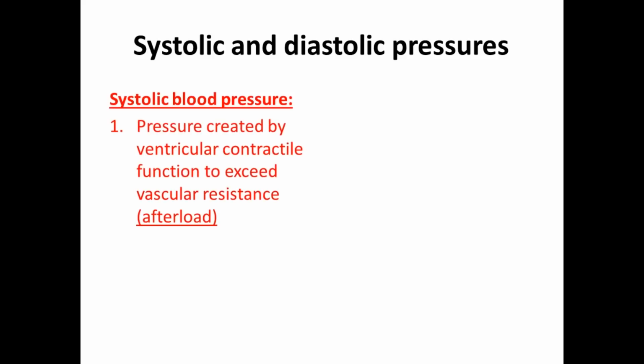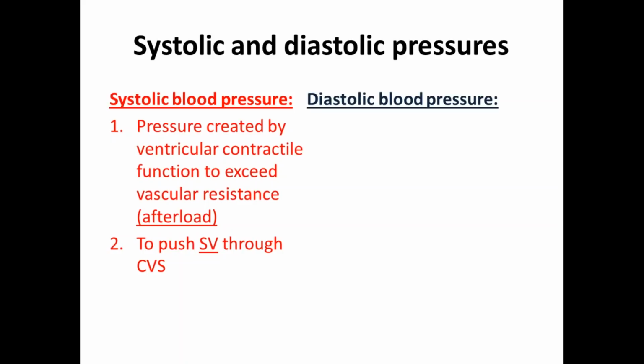Then this slide is very important to understand what is meant by systolic and diastolic pressures. So what does systolic pressure reflect? Systolic blood pressure is the pressure created by ventricular contractile function to exceed vascular resistance. So it is exactly reflecting afterload, and it is needed to push stroke volume through the cardiovascular system. So it is reflecting the stroke volume, and at the same time the pressure or workload created by the ventricle to overcome resistance and to push the stroke volume forward.